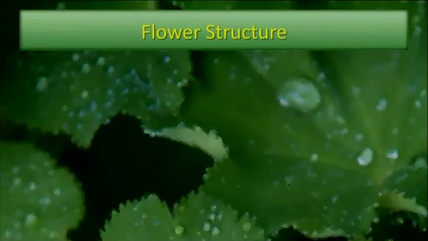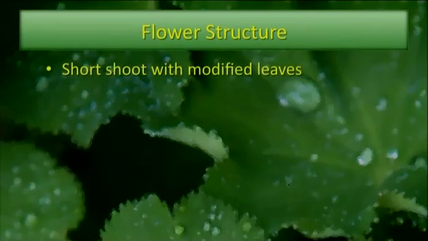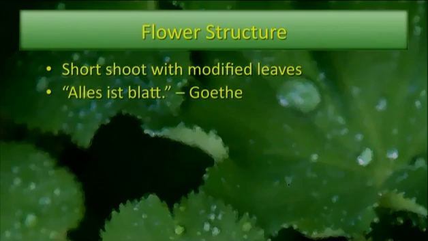Now flower structure. Okay, what is it? It's a short shoot with modified leaves. All the parts of the flower are actually modified leaves. So it's a specialized branch at the tip of something called a peduncle, which may have smaller branchlets called pedicels. And according to Goethe, "alles ist Blatt," or it's all leaf. He was among the first to recognize that. Goethe was a romantic philosopher, poet, and scientist.